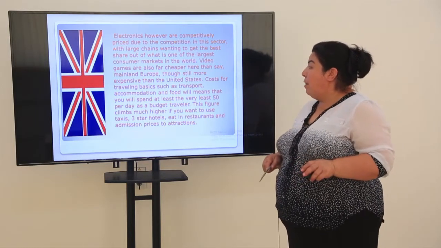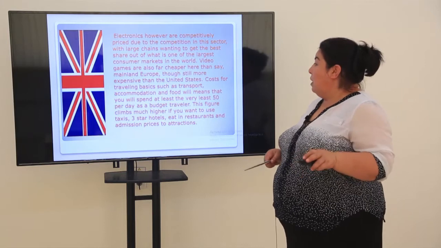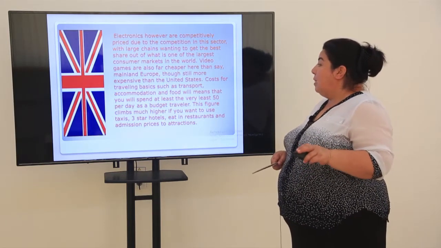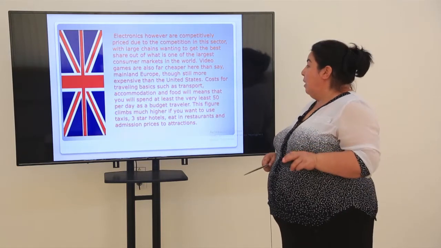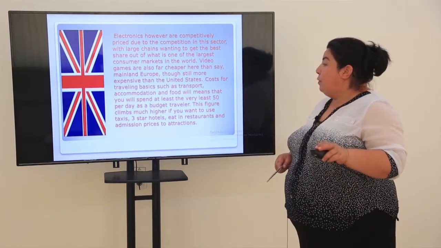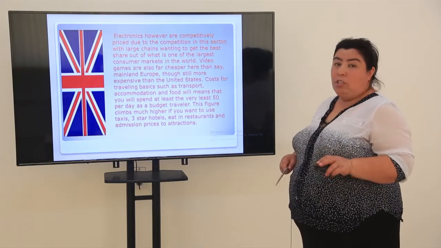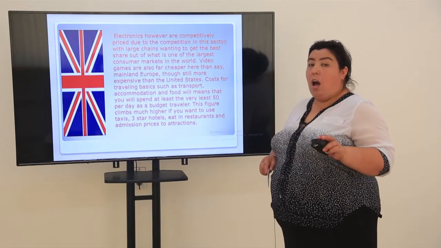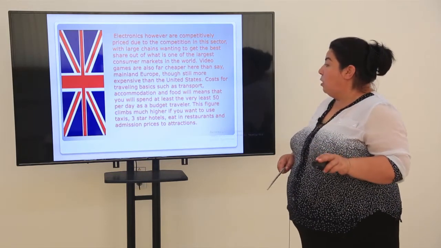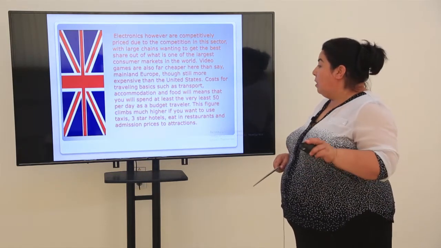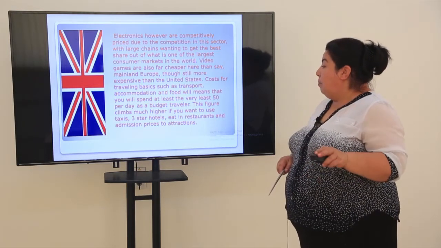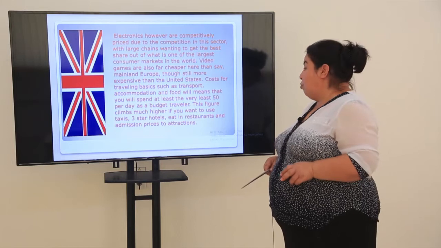Costs for traveling basics, such as transport, accommodation, and food, will mean that you will spend at least, the very least, 50 per day as a budget traveler. This figure climbs much higher if you want to use taxis, 3-star hotels, eat in restaurants, and pay admission prices to attractions.